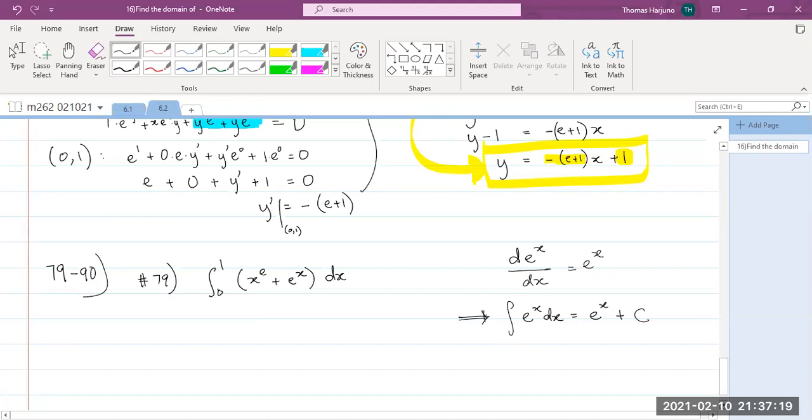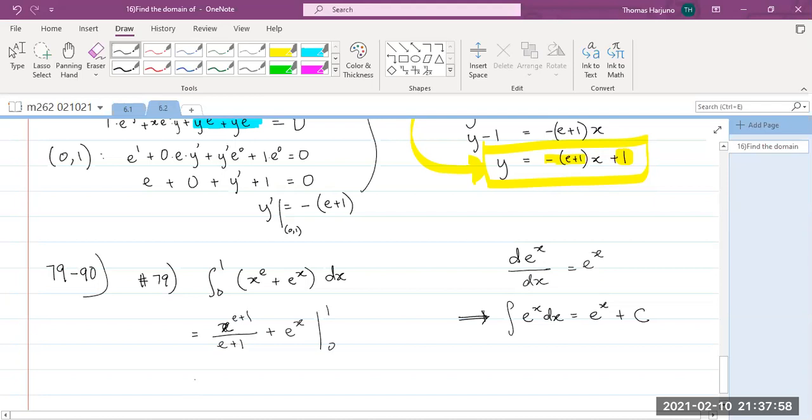There's one important thing I need to show you before I go on to other questions. So this is basically the integral of x to the e plus e to the x. This e is a constant, right? It's like x squared or x cubed. So the integral of that will be x to the e plus 1 over e plus 1 for the first term, plus the integral of e to the x, which is e to the x itself, from 0 to 1.